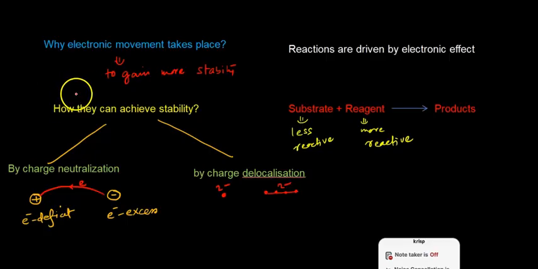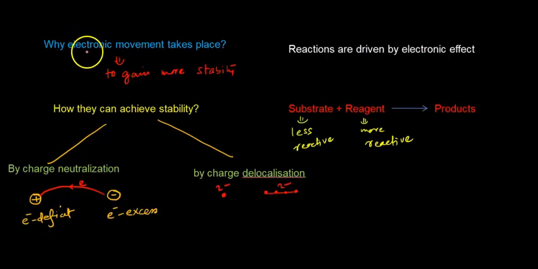Now what is the next? The question is, why does electronic movement take place? A simple answer: to gain more stability. Whatever is happening in this world, that is mostly to achieve more stability. Now, of course, the next question I'll ask is how, through electronic movement, the system can achieve stability. So let us learn how or why.